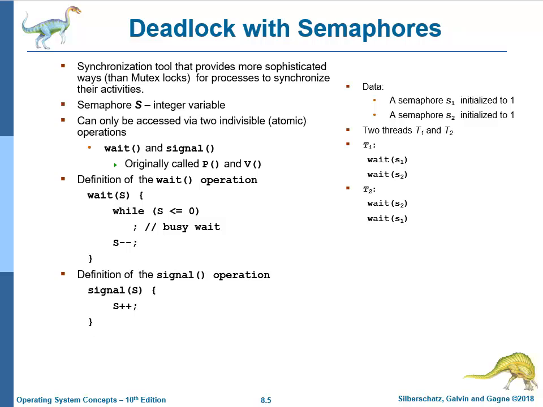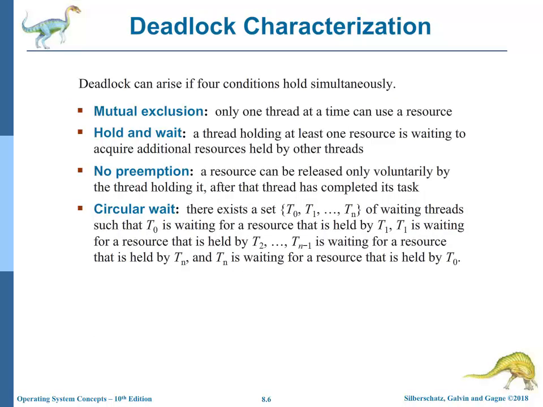Please click on the video to see an example of deadlock in semaphores. A deadlock occurs if the four conditions hold true. The first one is mutual exclusion. There should be a resource that can only be held by one process at a time.